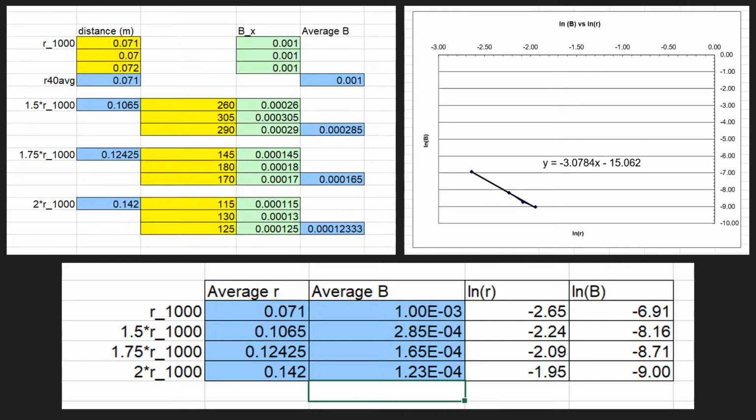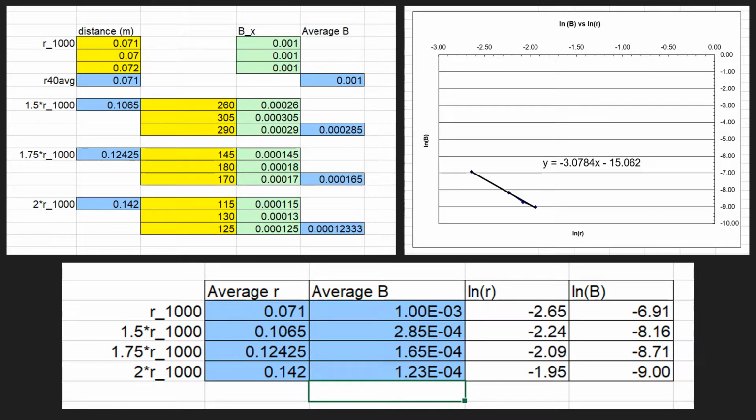Using this, I then calculated the distance at which the magnetic field was equal to 1,000 microteslas. The average of my three calculated values ended up being 0.071 meters from the magnet. Using this number, I calculated what the magnetic field would be at 1.5, 1.75, and 2 times that distance.